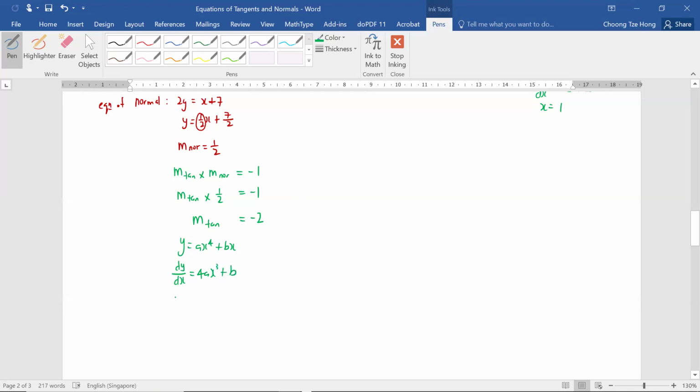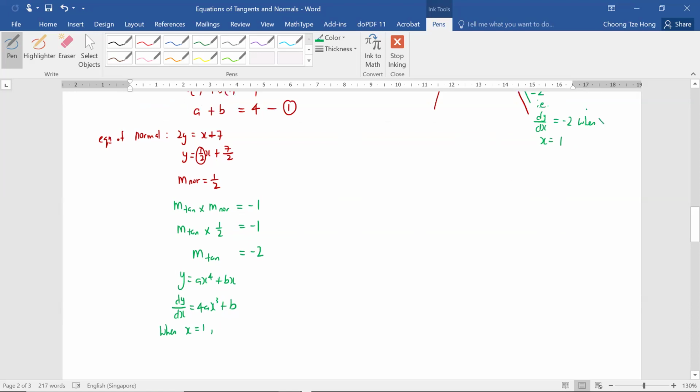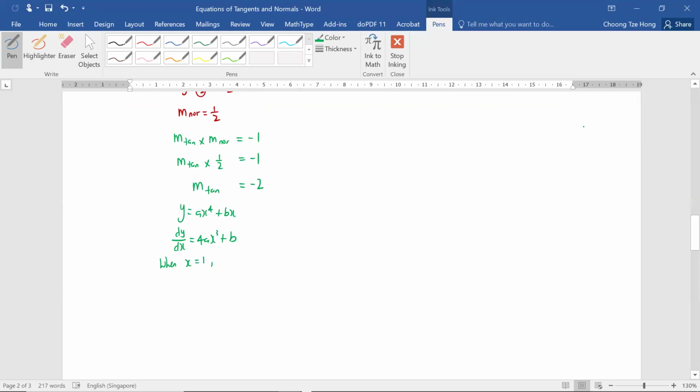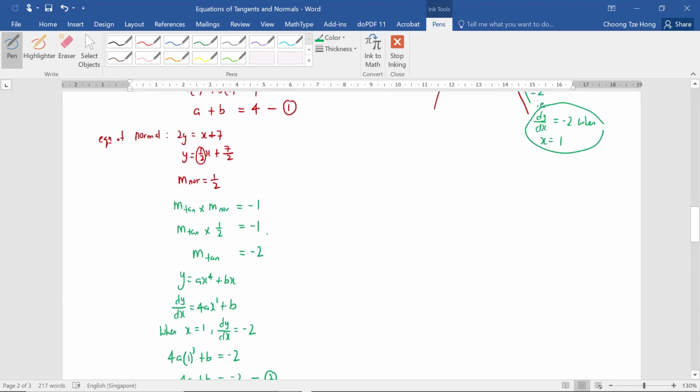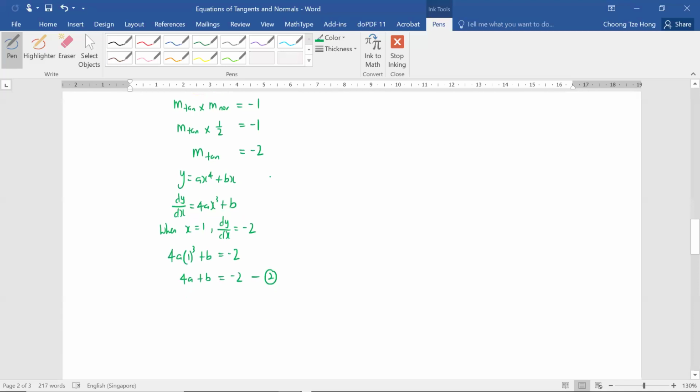Now we're going to sub in. When x equals 1, we sub in this condition, dy dx equals -2, to get equation 2. So substitute x with 1: 4a times 1 cubed plus b equals -2. You'll get 4a plus b equals -2. This will be equation 2. Then remember equation 1 is just on top over here: a plus b equals 4.